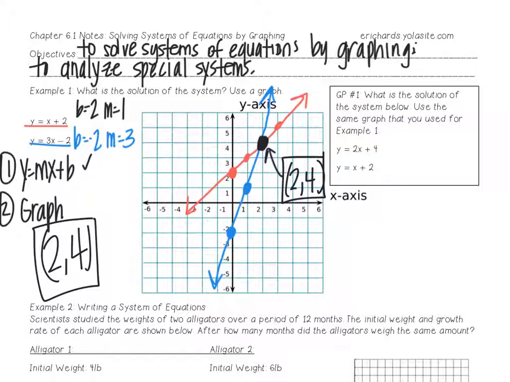All right, guided practice number 2. I want you to use the same graph, and I want you to graph these two lines and tell me your answer. Pause the video to do it and resume it when you're ready.